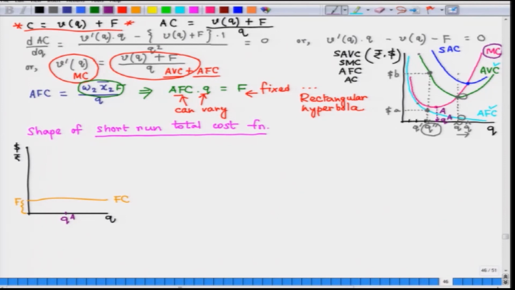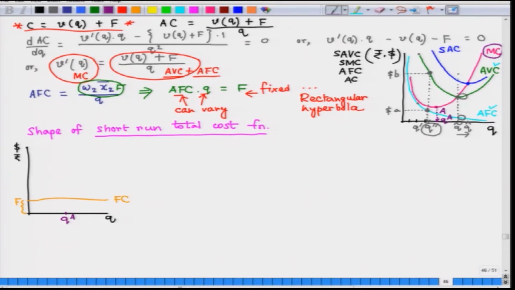Now note that at the points to the left of QA, we observe the marginal cost curve is falling. Marginal cost curve falling means that when the firm produces extra units of output, its total cost increases, but increases at a decreasing rate. That is what falling marginal cost basically means.